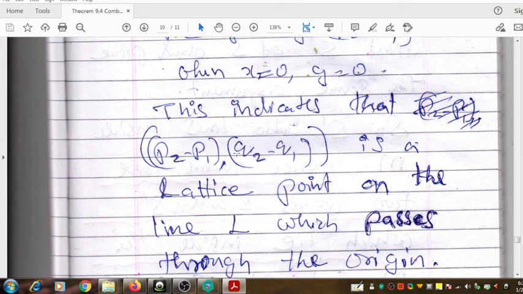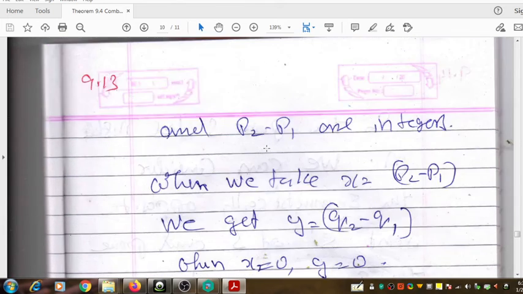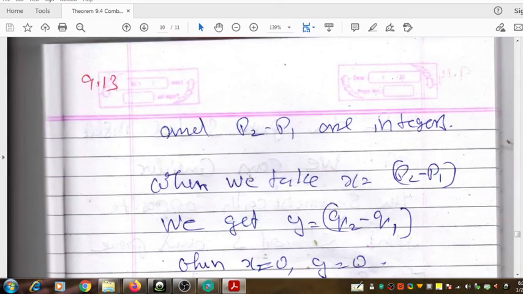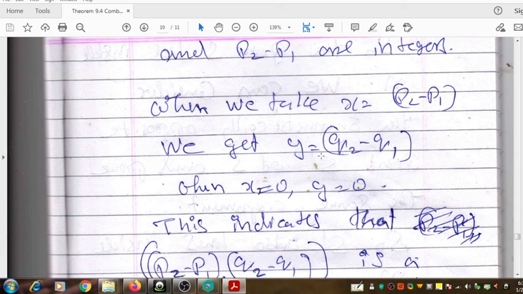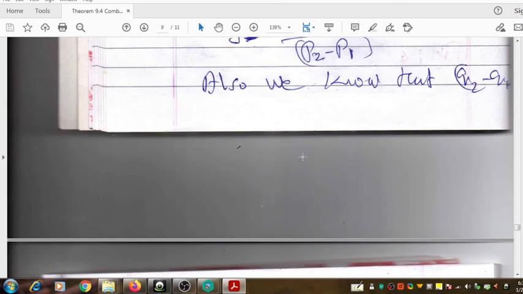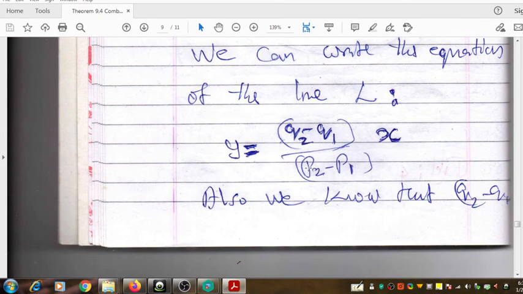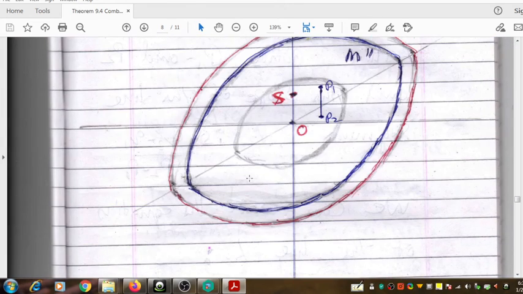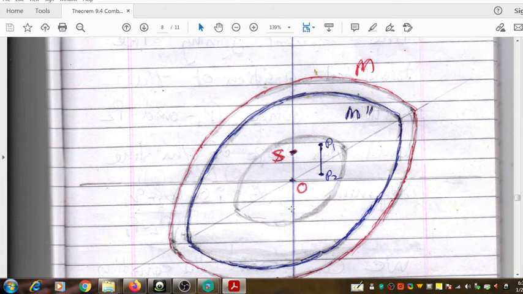You may note that the newly obtained point is a lattice point. Also, since x and y satisfy the equation of the line, these values are obtained by substitution: by assuming that x has this value, y has the corresponding value, and that way we have obtained the values of x and y. So these two quantities satisfy the equation y equal to (q2 minus q1) by (p2 minus p1) into x. What does it mean? It means that the newly obtained point is a point on the line L.